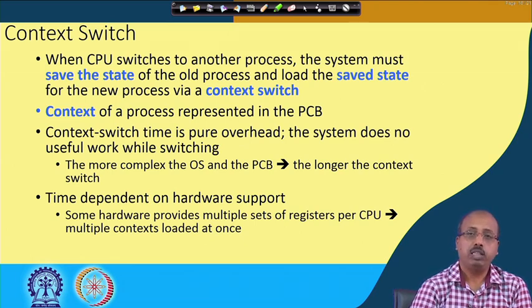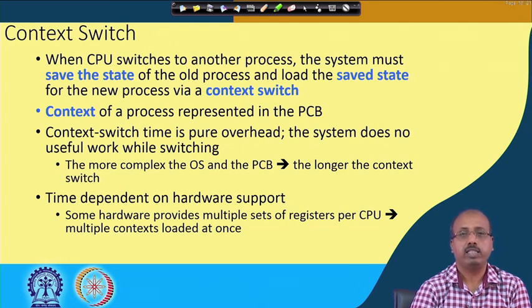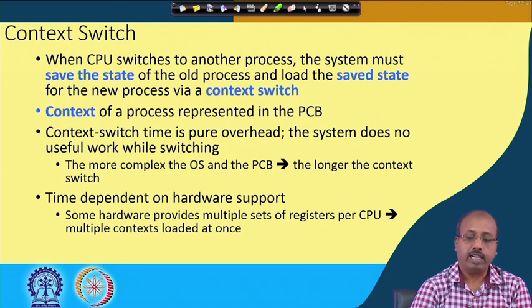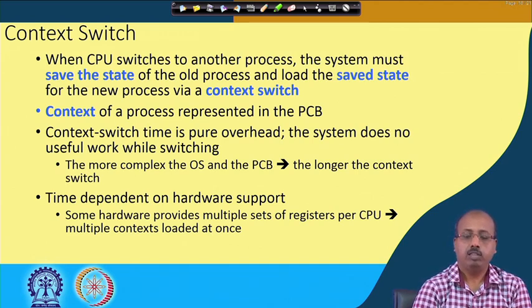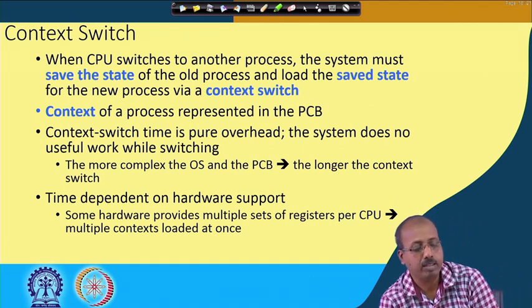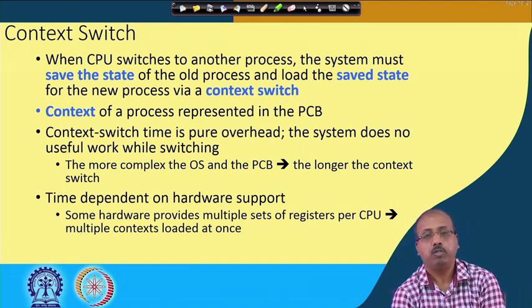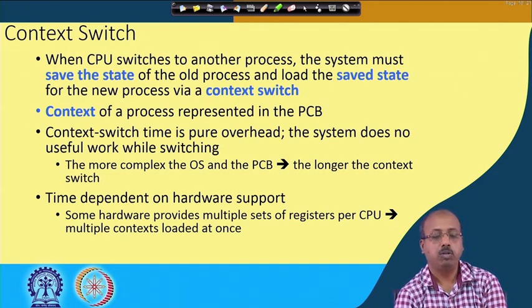Okay. So, we need to keep enough information of process 1 in the PCB, so that later on we can restart process 1 from that point onwards. So, that has to be done. So, we have to save the state of the old process into the PCB, and later when we want to restart, we have to restore the context from the PCB for the process. So, the saved state of the new process has to be copied, and we must save the state of the old process. This is known as context switch.